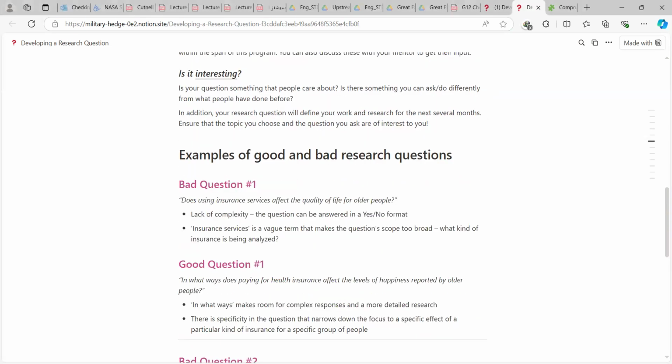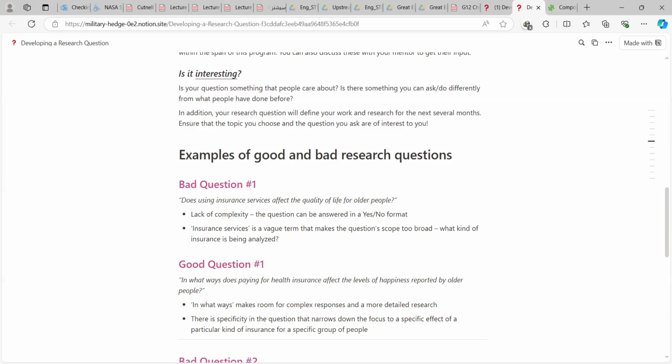The last thing you should take into consideration while making a research question is that it should be interesting. Is your question something that people care about or not? Is there something you can ask differently from what people have done before? If the answer is yes, it will be good. When I read your question, I actually want to read your whole research paper. So grab my attention or make me interested. Okay.